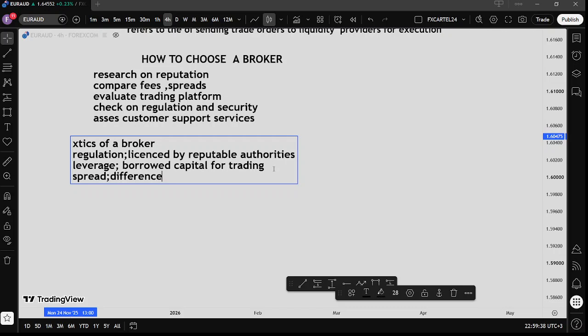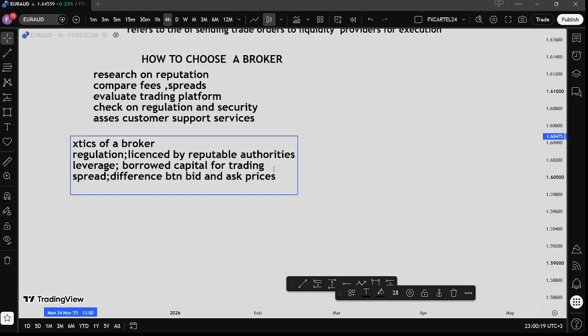So the difference between a person in senior 1 and a person in senior 3, that distance, that difference, that space, that gap. You see it as a distance. So it is just the difference between the bid and ask prices.